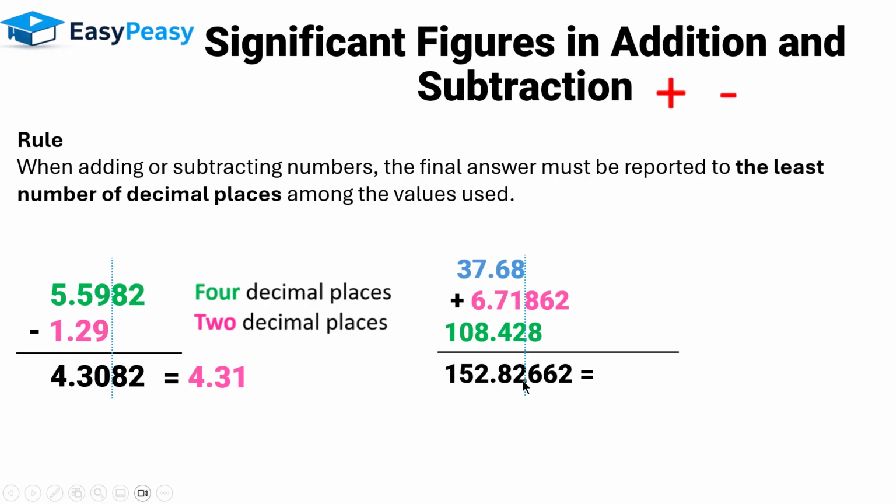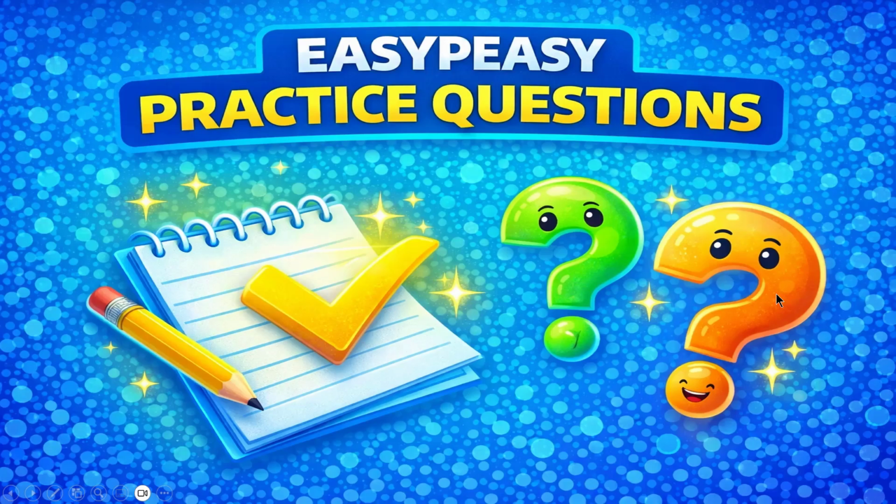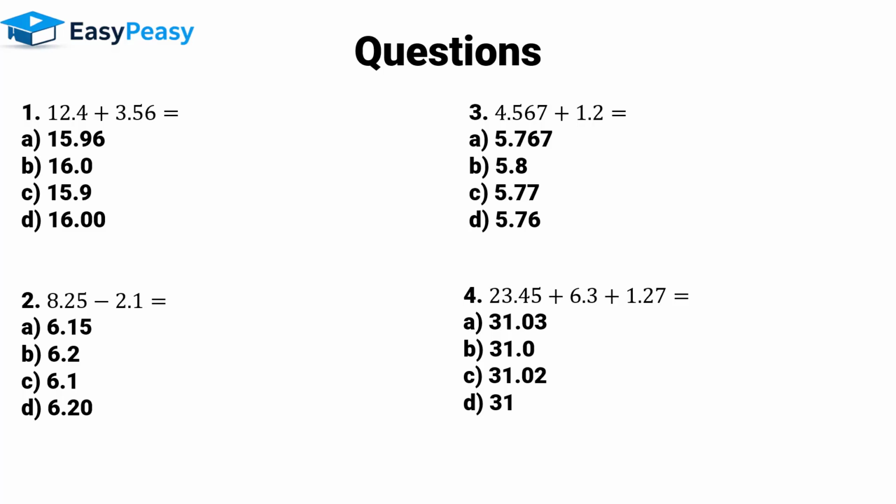places. So after 2, we have 6. 6 is more than 5. It's going to make this 2, 3. And our final answer will be 152.83. Sounds good? Now let's do again some practice questions for addition and subtraction.